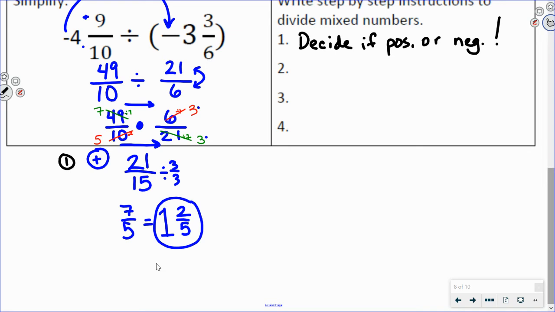Because that doesn't take any computation. When it comes to multiplying, when it comes to dividing, it's all about opposites. The opposite of a positive is a negative. In this case, the opposite of a negative was a positive. Then I went to my second step, which is change mixed numbers, rewrite mixed numbers as improper fractions.